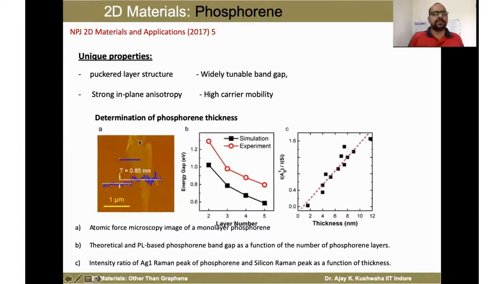This is another demonstration where the thickness of phosphorene was measured, and it is around 0.85 nanometer. They have also calculated and simulated the energy gap with respect to the number of layers, and other properties were investigated in the case of phosphorene. For further study, I would suggest going to the given references.